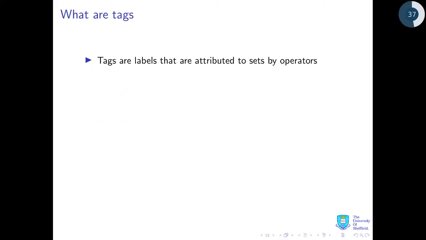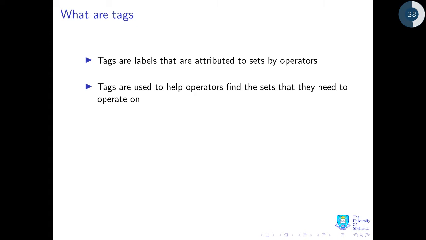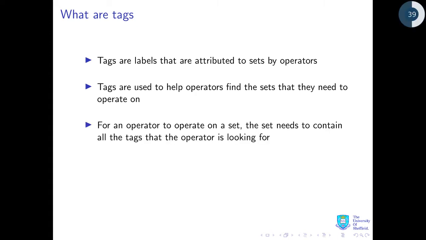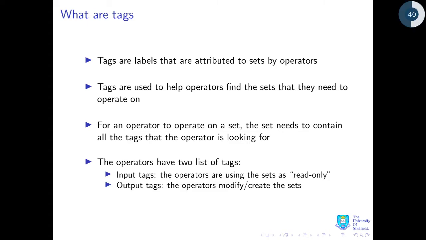So what are tags? Tags are basically labels that are attributed to sets by operators. Tags are used to help operators find the sets that they need to operate on. And for an operator to operate on a set, the set needs to contain all the tags that the operator is looking for.